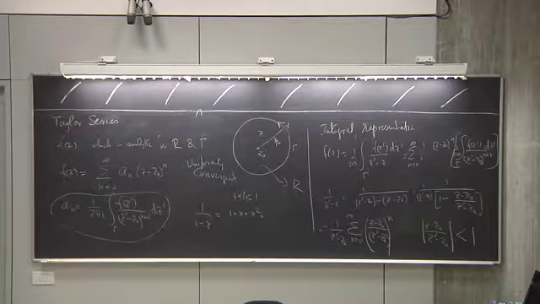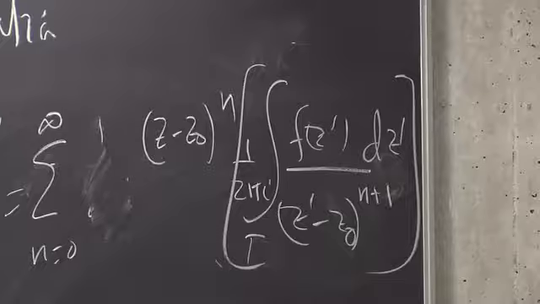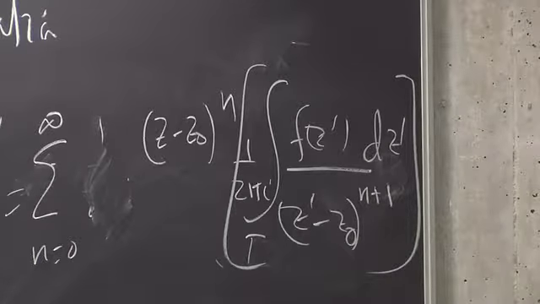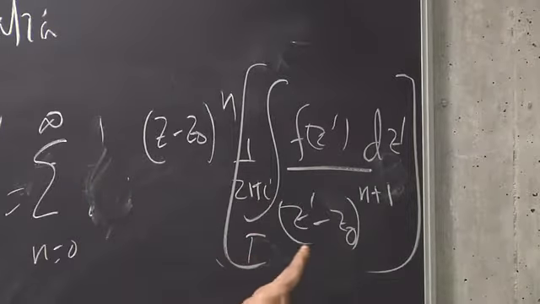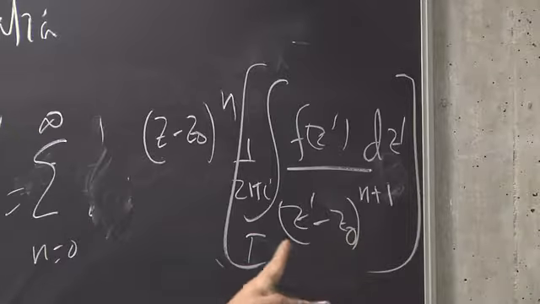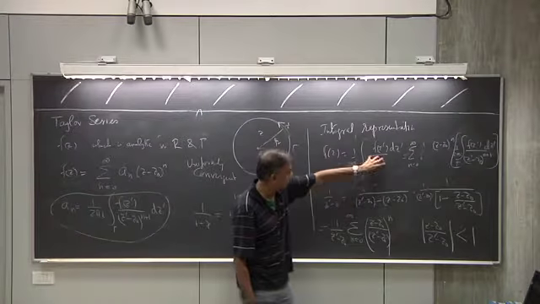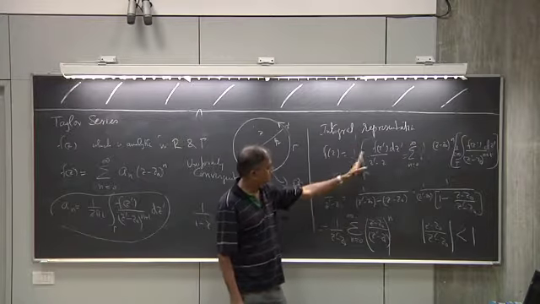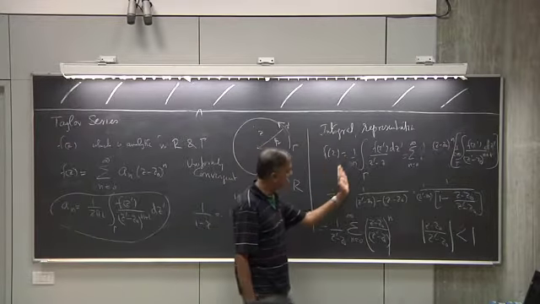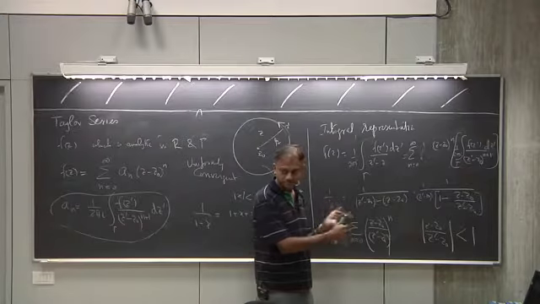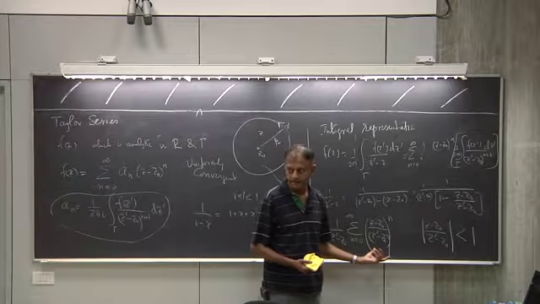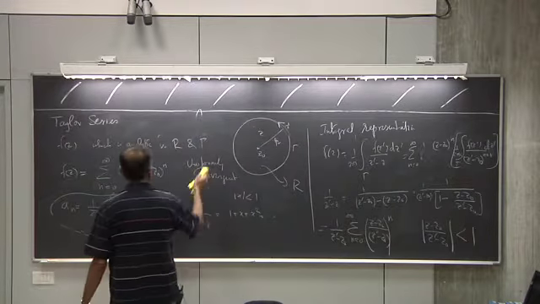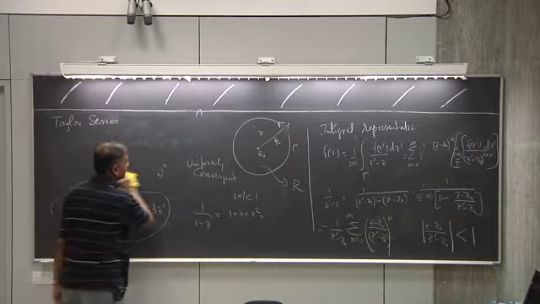I should perhaps mention something at this point. Here I did exchange the integral and the sum, because remember, this was 1 over z prime minus z expanded as this series. The integral was outside, but I exchanged the integral and the sum, which would be okay if this was a uniformly convergent expression. So we just need to check that it is uniformly convergent.